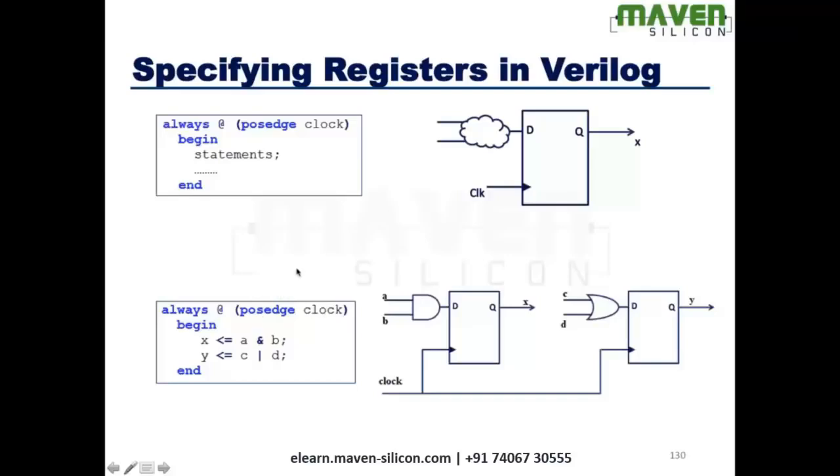And you are getting two flip-flops for the output because you have a clock. Logically, whenever a clock edge happens, X and Y should get the value. And how can the value be produced? The right-hand side equation defines it. This is A and B, this is C or D. So for X, there is an AND gate at the input. For Y, there is an OR gate at the input. All right.